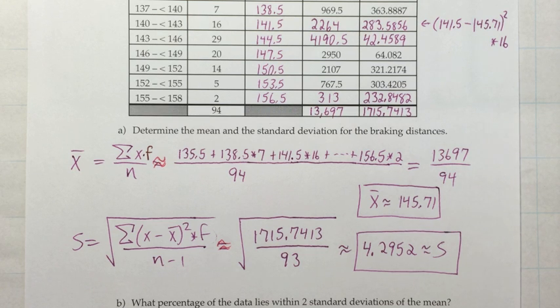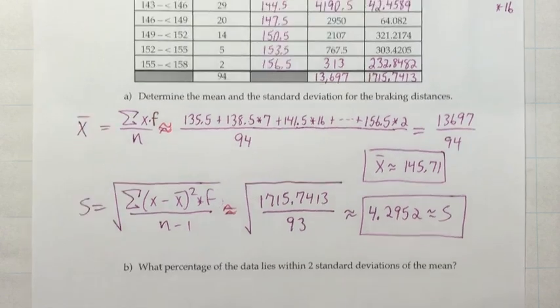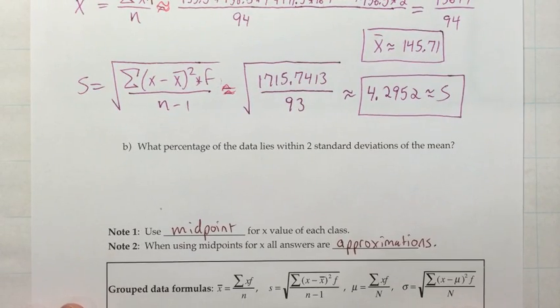So that's what it looks like when you're computing the mean and standard deviation for group data. All right, let's go ahead and look at one follow-up to that now, question B. What percentage of the data lies within 2 standard deviations of the mean?